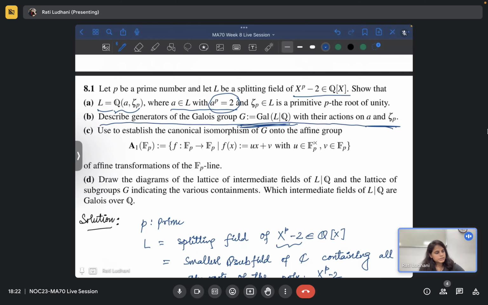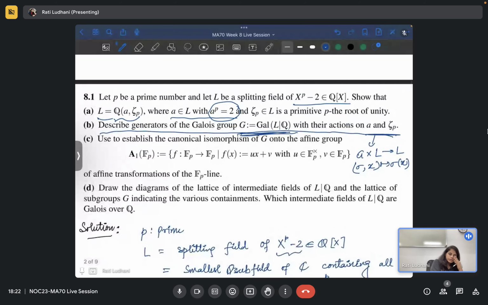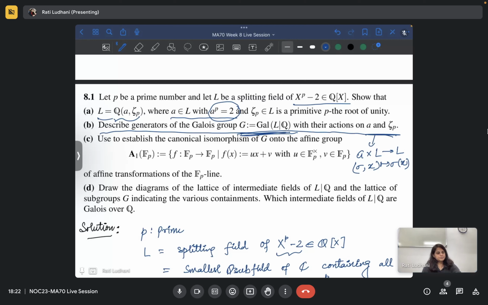So action is basically what you have. This natural, so you have G cross L to this. So sigma comma x will map to sigma of x. So this is the action. Yeah, so that's why it is asking. So where it is mapping A and zeta p, that will define the Galois group. A typical element of the Galois group. Okay, so we have this.